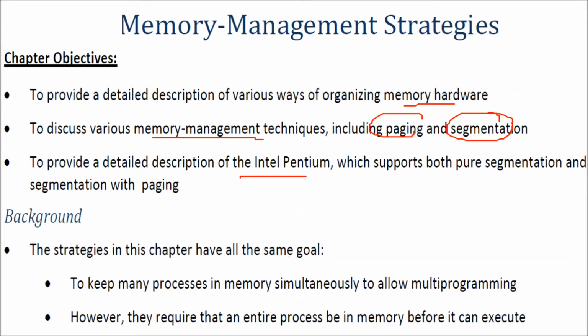So the basic goal for any memory management strategy is that we want to allow multi-programming, that we want as many processes as possible to be in memory. But one more thing is that memory size is limited. So how do we get all the processes inside so that execution is fast? We'll see all these strategies.